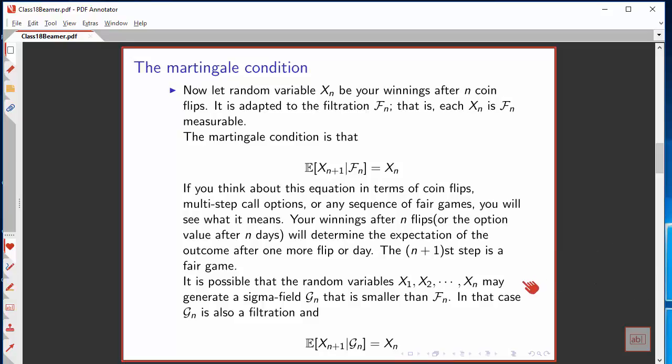Sometimes when you do this, the random variables you choose will generate a sigma field that is actually smaller than your filtration. This happens in a couple of our two-step scratch tickets, where on day 2 there are only 3 possible values for the share, in spite of the fact that there are 4 different sequences of up and down over 2 days. 2 of these have coalesced into 1, and if that happens, you can condition on this smaller sigma field, G sub n.